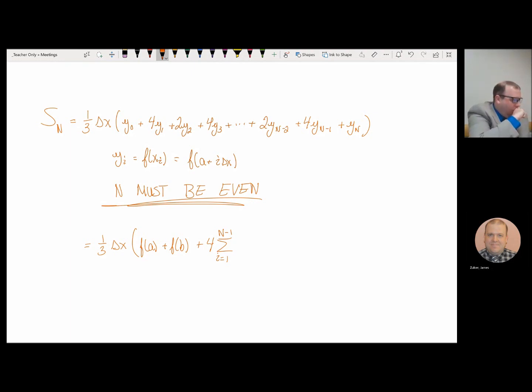It's going to be a bit of a pain to actually write out without the code, so I'm probably just going to leave it like that.